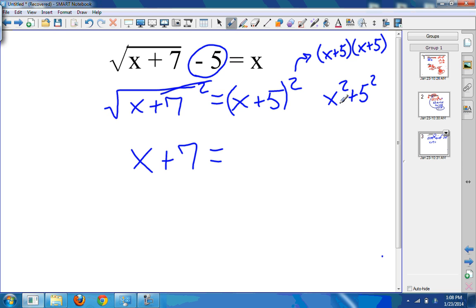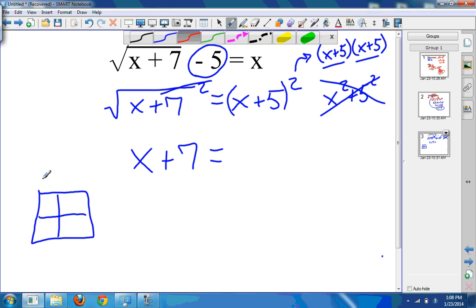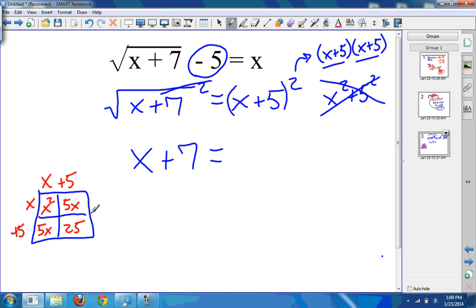So this x plus 5 times x plus 5, we can use our favorite way to distribute these, which is our box method. I'll do it down here. I'll change up colors. If you're good, you should be able to do these in your head by now. X plus 5, x plus 5, and we have x squared. We have a 5x, another 5x, and a 25. So we can combine our two middle terms here, and we end up with x squared plus 10x plus 25.